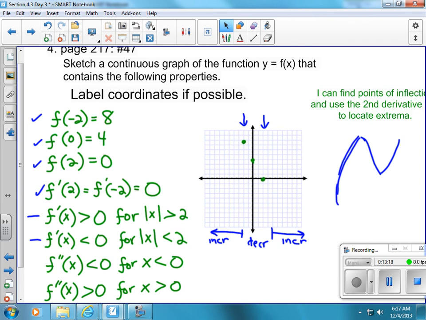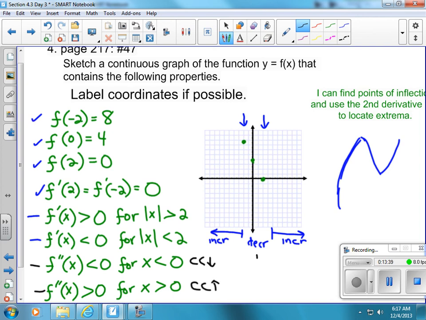Okay, so hold on to your horses for just a second while we also check this second derivative, which is concavity. For x less than 0, the second derivative is less than 0. This means it's concave down for x less than 0. For x greater than 0, it's concave up. So, x less than 0 is concave down, and this way is concave up.